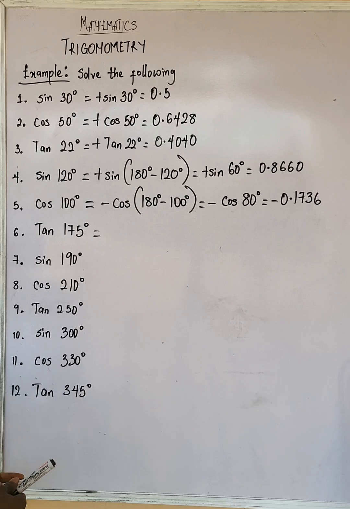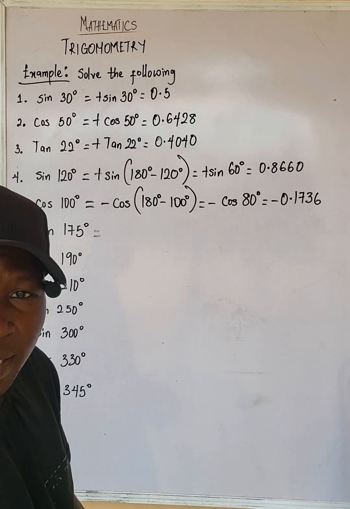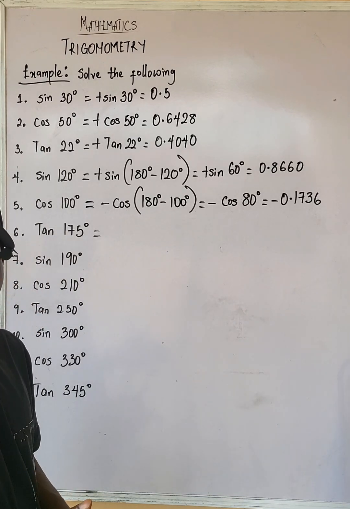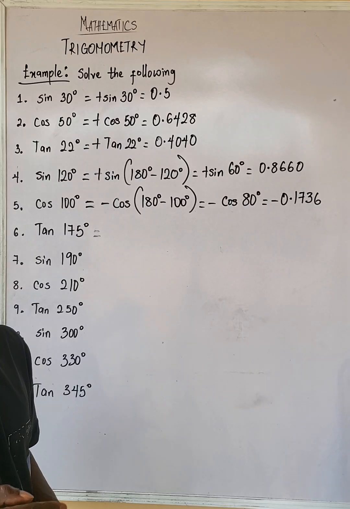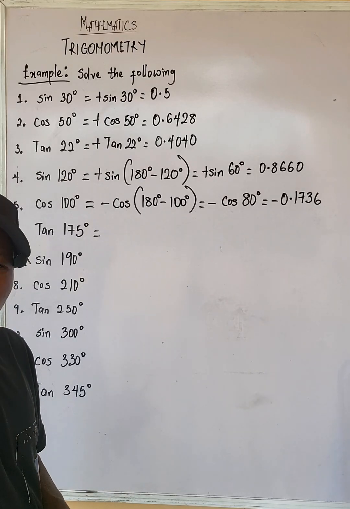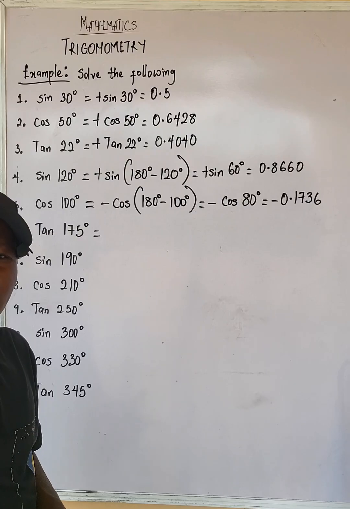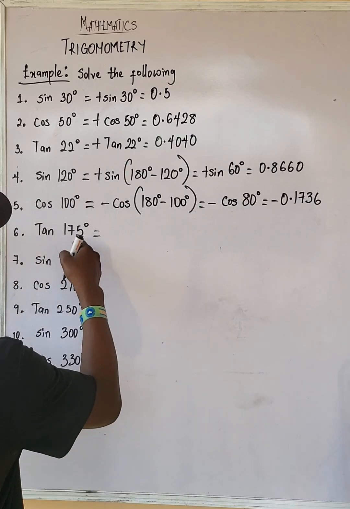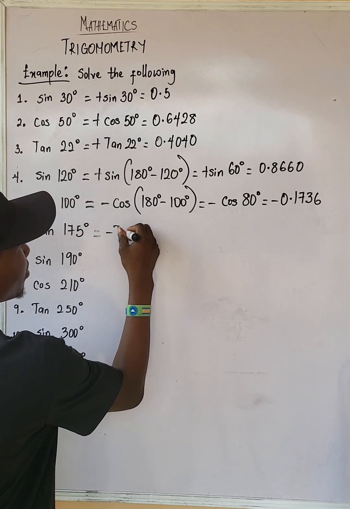Now, coming to the third and the sixth one, we have tan 175 degrees. Now, 175 degrees falls on which quadrant? Still on the second quadrant, right? It's between 90 and 180. And what's positive on the second quadrant? Only sine. Cos and tan are negative. So this tan is also negative. That will be minus tan.